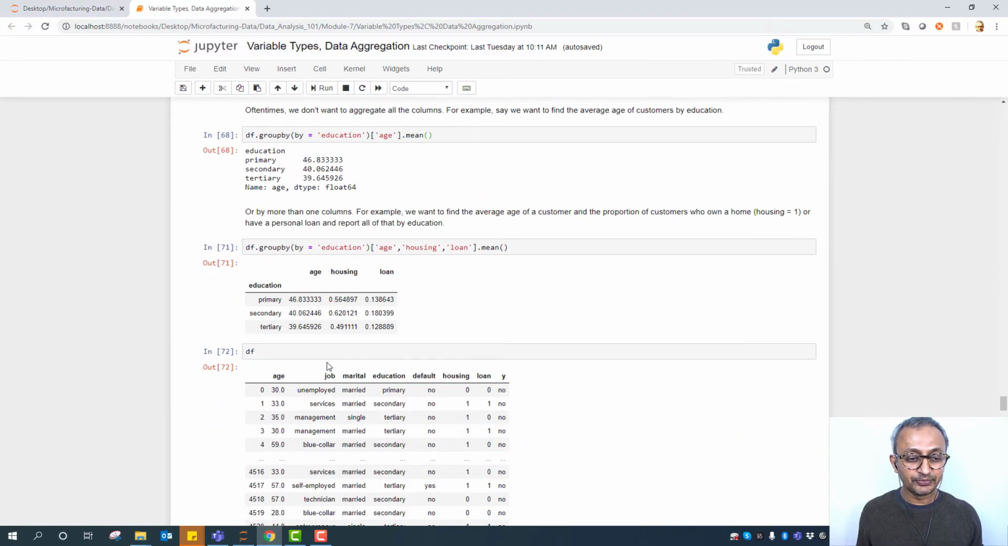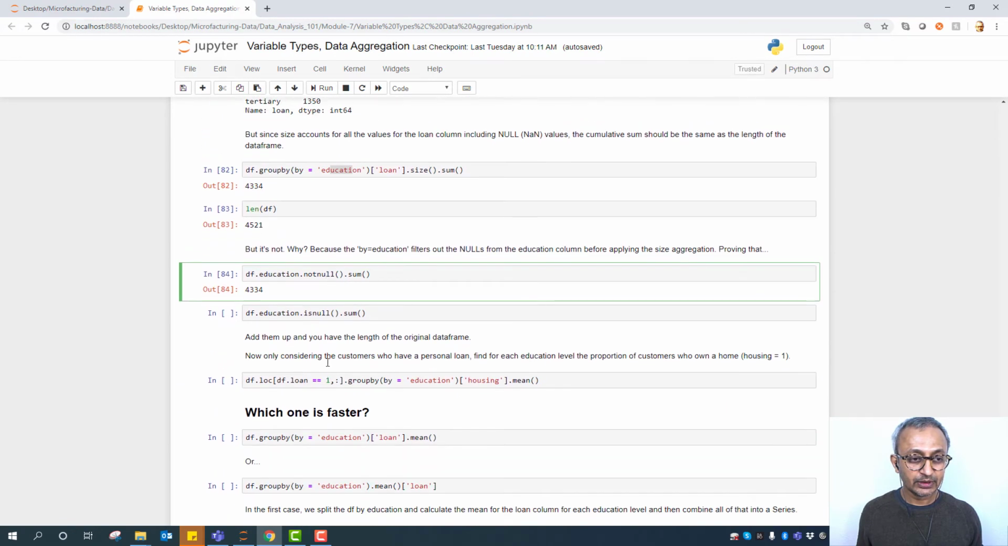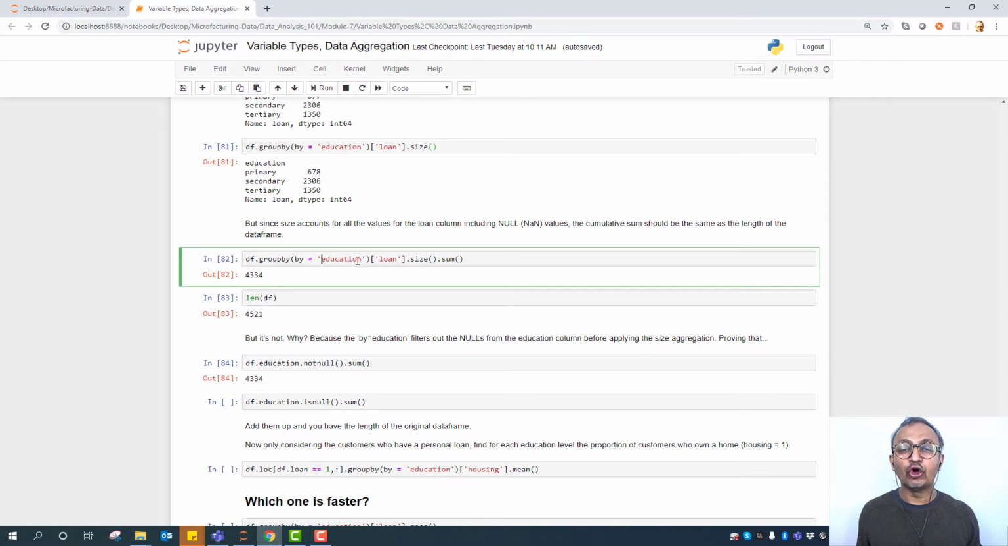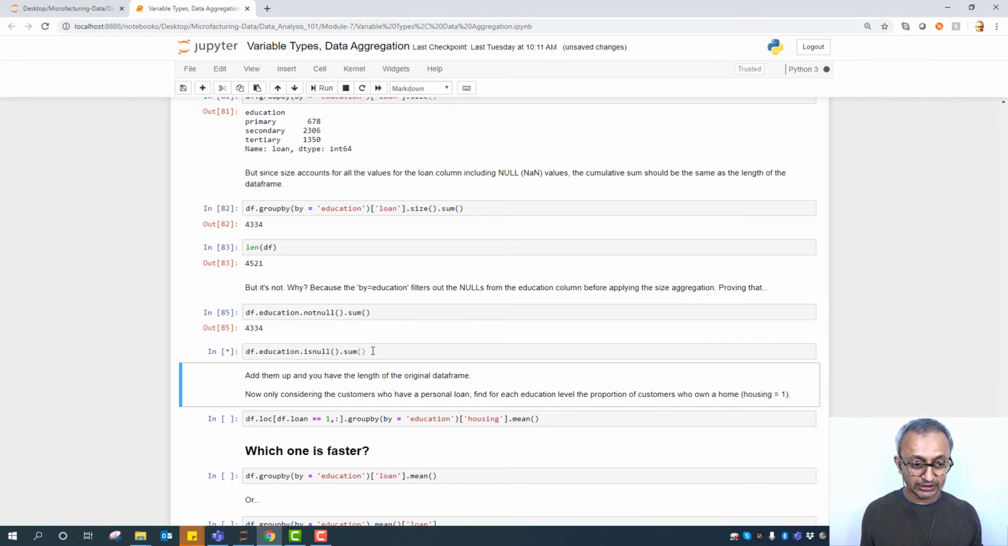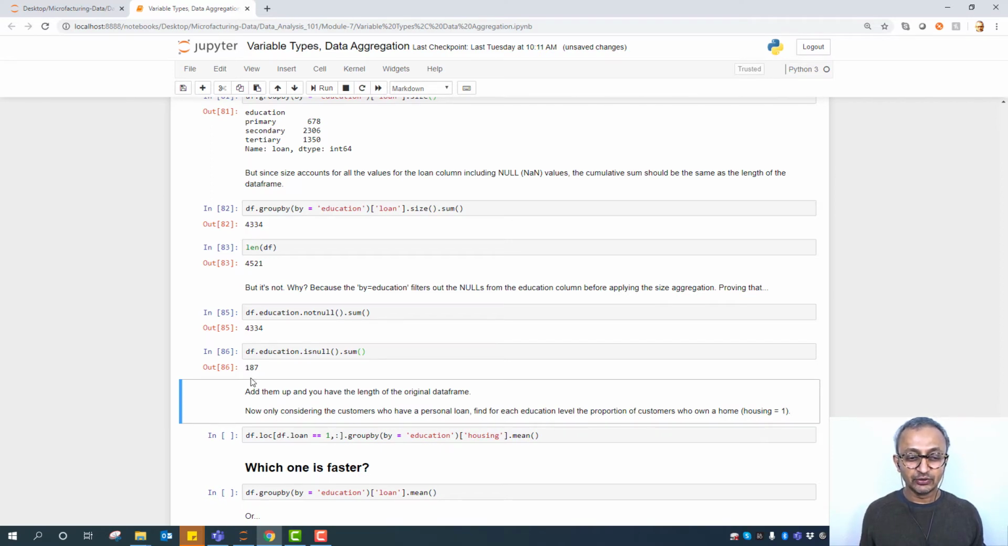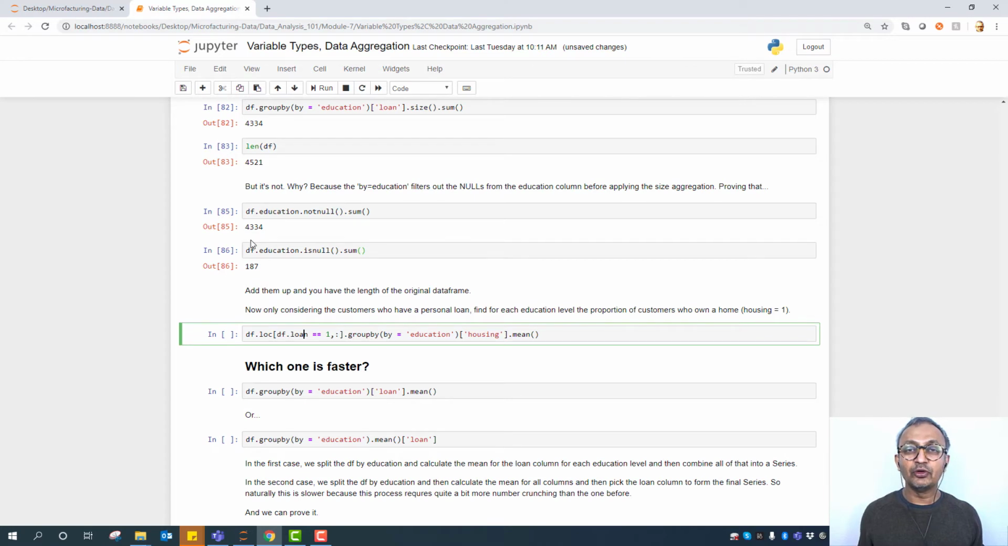When we did the by education, it automatically ignored the nulls, and that's why you have a reduced number of rows. It was 187 nulls, and that's what it's giving you. So now, if you sum them up, you'll get the total length of the data frame.